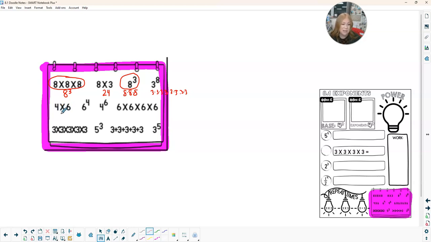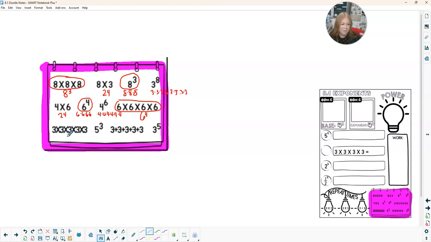So let's try this one. 4 times 6, that ends up being 24. 6 to the 4th, so 6, 1, 2, 3, 4 times. And this one is 4. We're writing 4 6 times. 3, 4, 5, 6. And this one we have 6 and we have it 4 times. So this one and this one are matches.